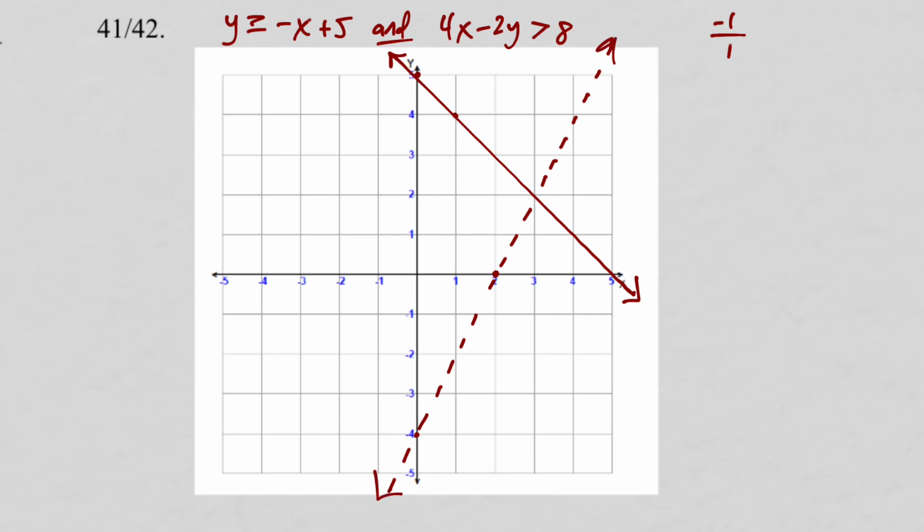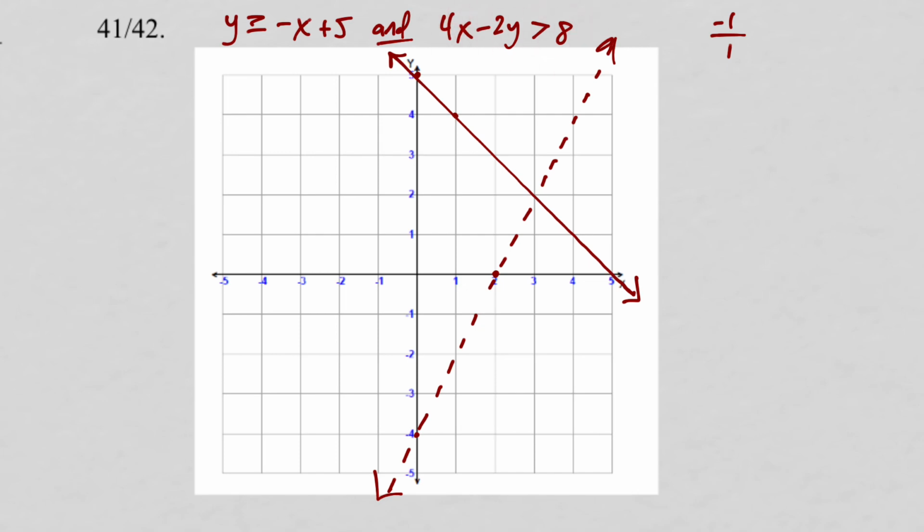Put arrows on either side. Now, when we go to shade, this is an and, so we're only doing the intersecting portion. This has been solved for y, and y goes up, down. This is a positive y, so we follow this. We're going to shade on the upper side of the solid line, this side.